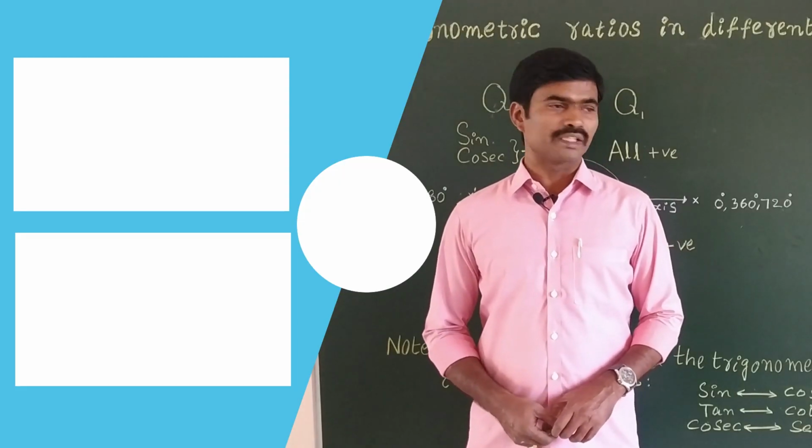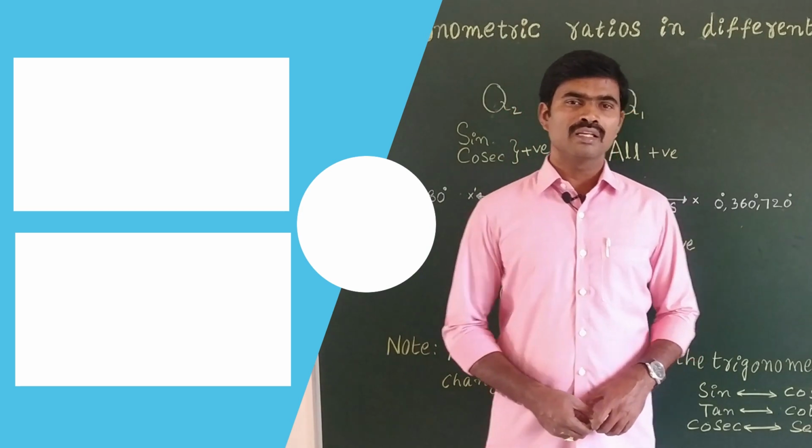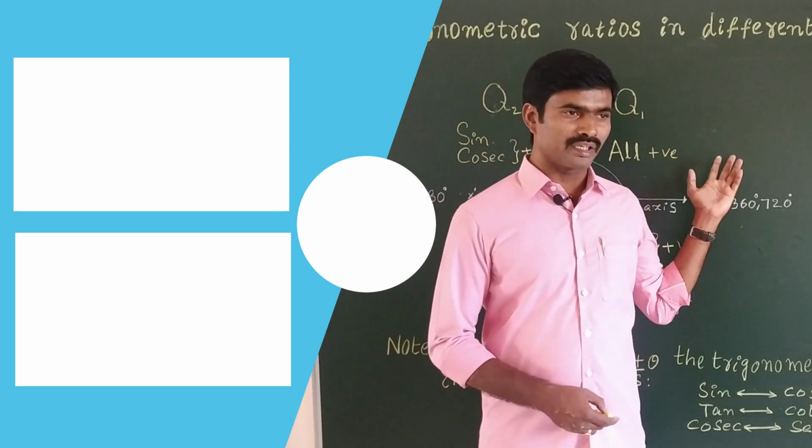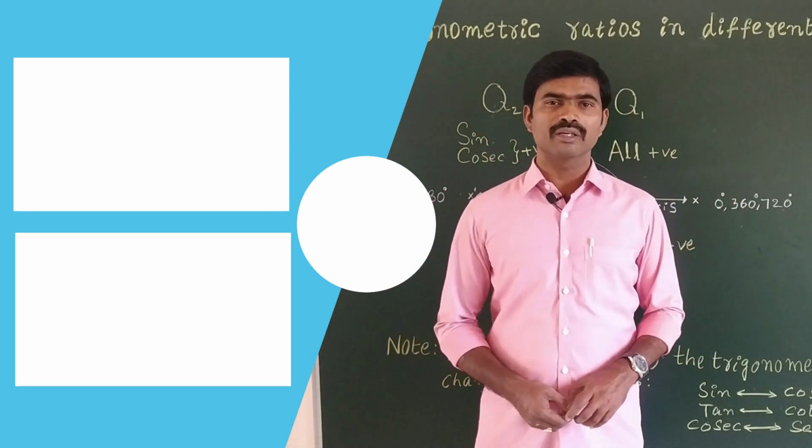So by using this information, we can find the values of the angles in different trigonometric ratios in different quadrants easily.